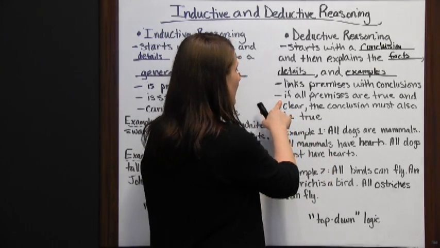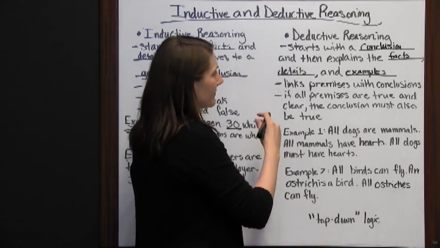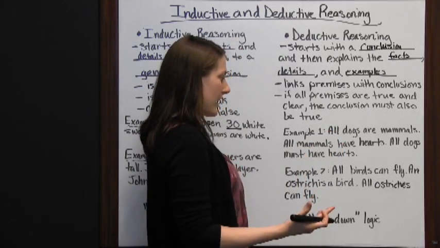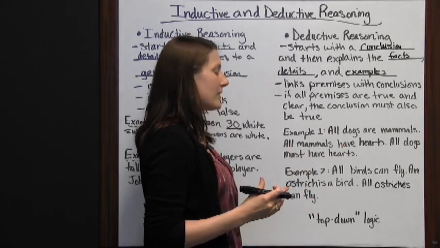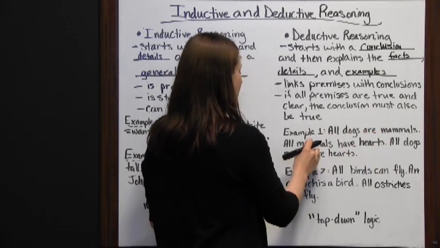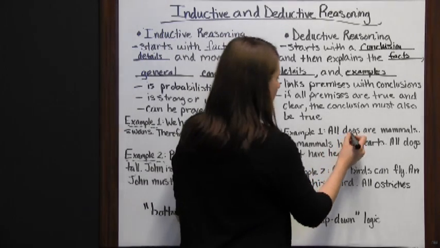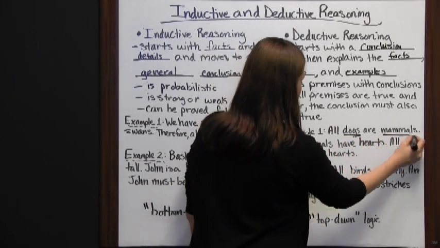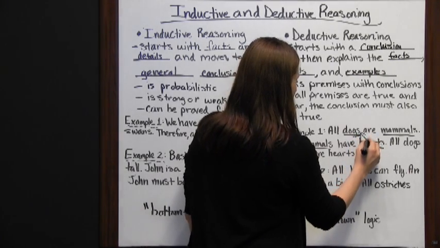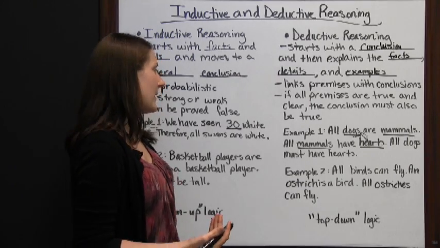If all premises are true and clear, then the conclusion must also be true. So you start with this one. All dogs are mammals. Okay. All mammals have hearts. Okay. So based on the fact that all dogs are mammals and all mammals have hearts, all dogs must have hearts. So you've got dogs are mammals and mammals have hearts, which means that dogs must have hearts since they are mammals and all mammals have hearts.